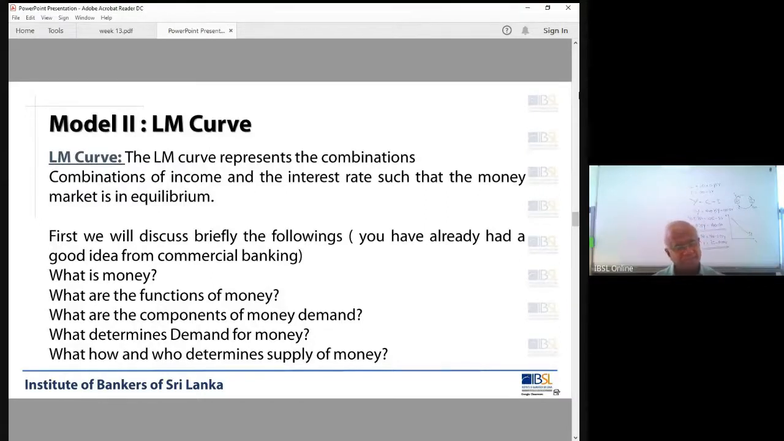Demand for money, right? First we'll discuss the functions of money in the economy, demand for money, not the bonds. Why do people demand money? What is money? What are the functions of money? What are the components of money demand? Then demand functions, who supplies money? So in an economy, two assets, money and bonds. Bonds earn interest, but money does not earn any interest.